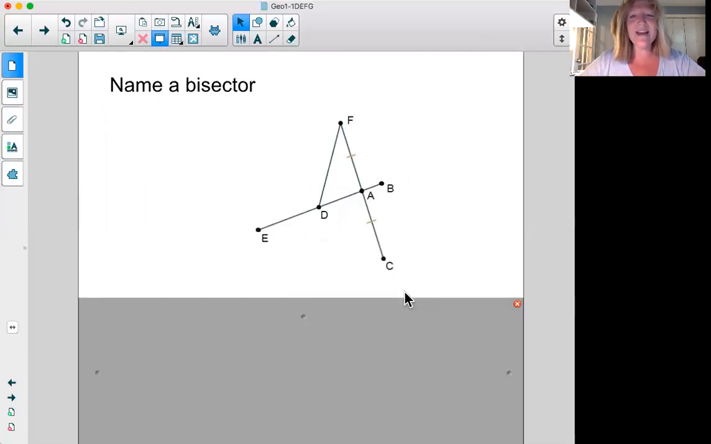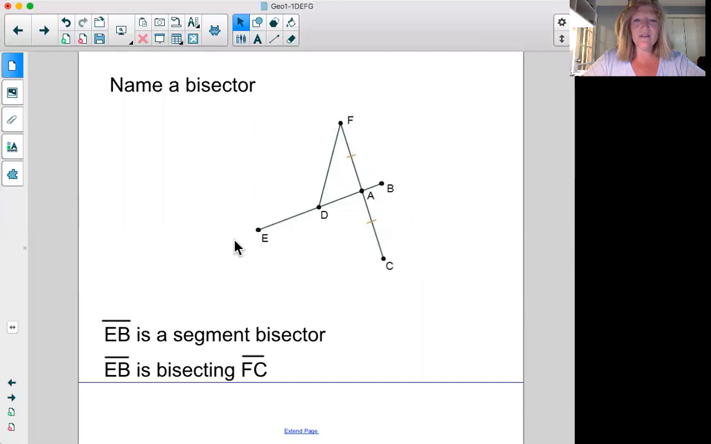So pause, and on your own paper, jot down who the bisector is in this diagram. Because of these scratch marks, we see FA and AC are congruent, which means A is the midpoint of FC. There are lots of correct answers. You could have said segment AB is a bisector, segment BD is a bisector of FC, BE, any of those would be correct answers.